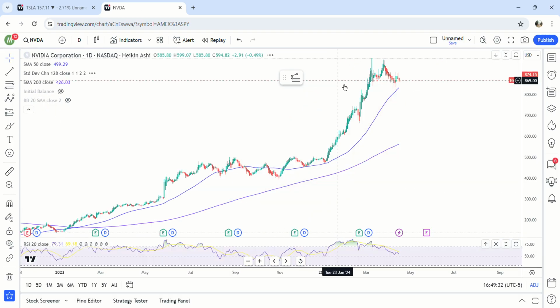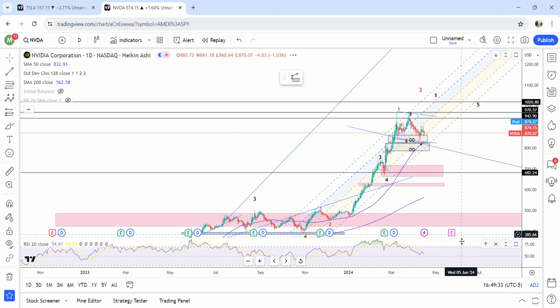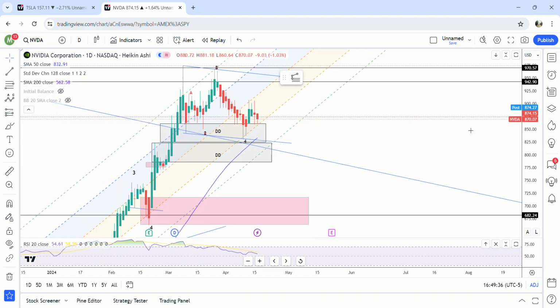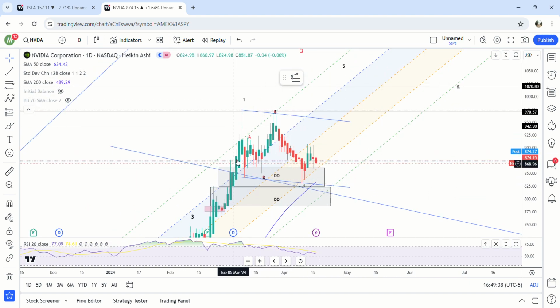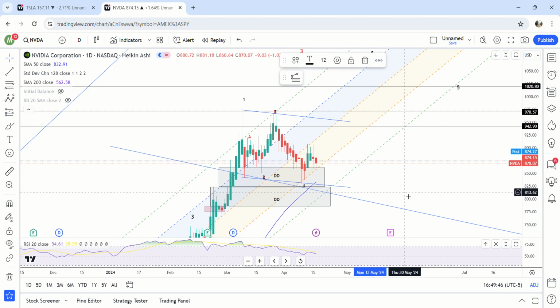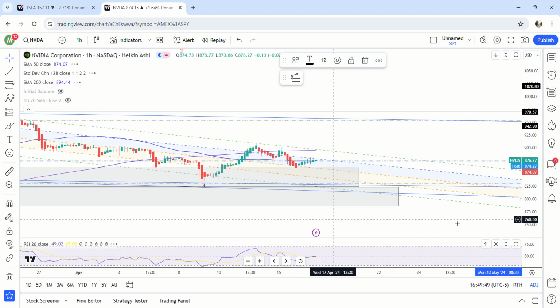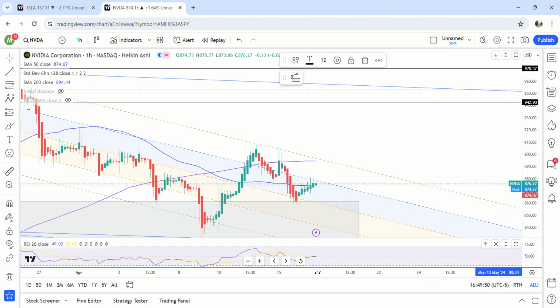Nvidia, still kind of in this zone, but it's setting up perfectly. ABC, move higher, pull back into demand. Looks like it's ready to take off for this fifth leg higher, to be honest. Look at that. Perfect.